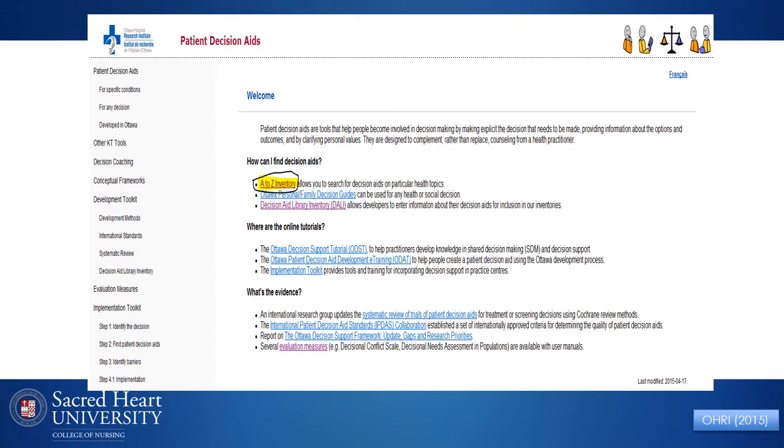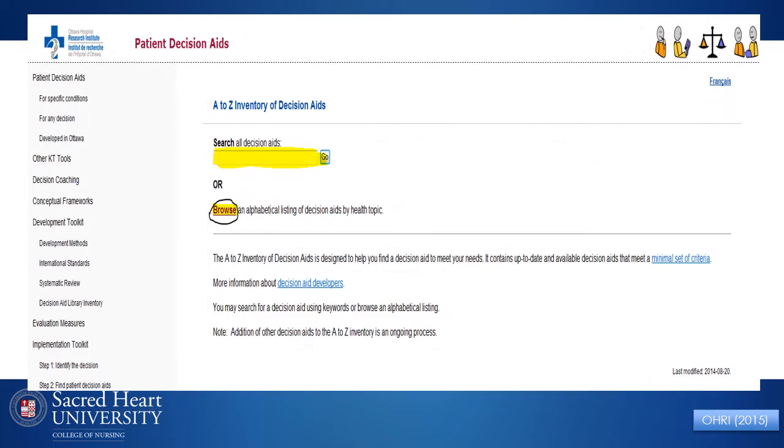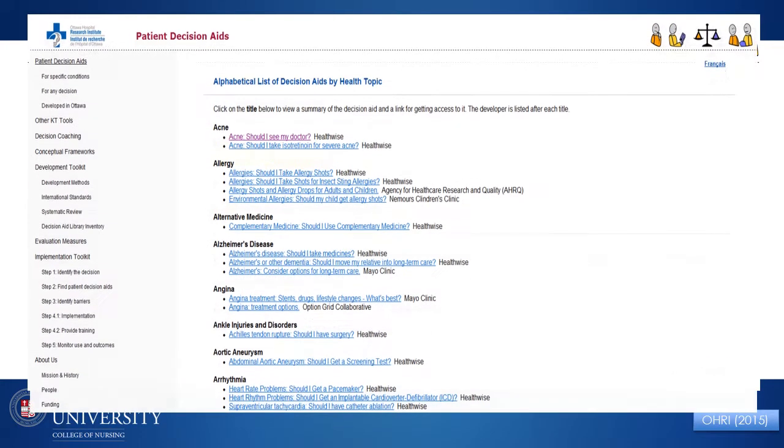Once you click on that inventory, you will then click on Browse, or you can search for a particular health condition of choice by typing in the word in the blank box. Then, this will bring you to the list of patient decision aids by categories with the developer of the tool at the end of the link.